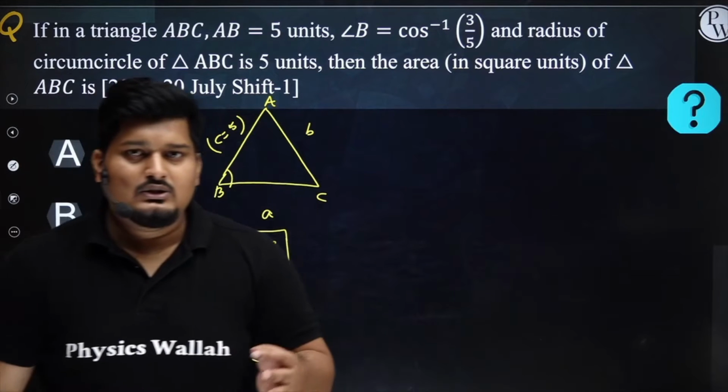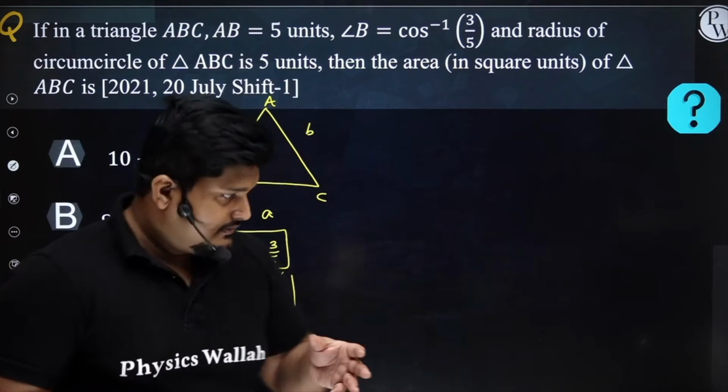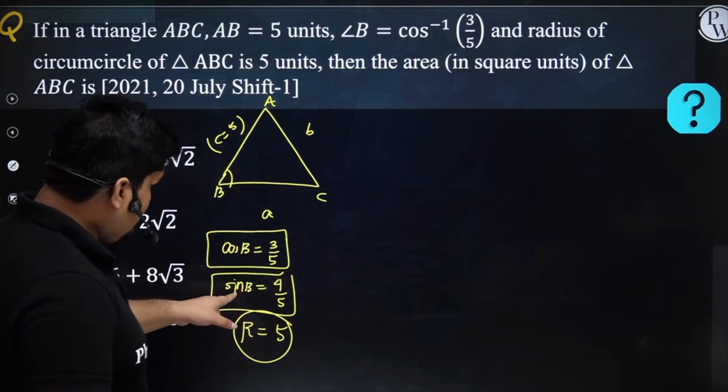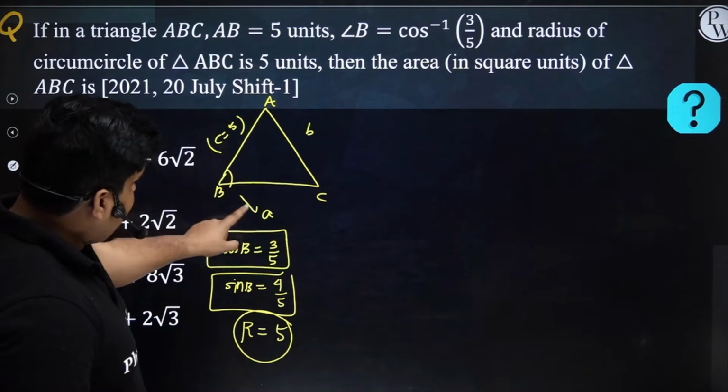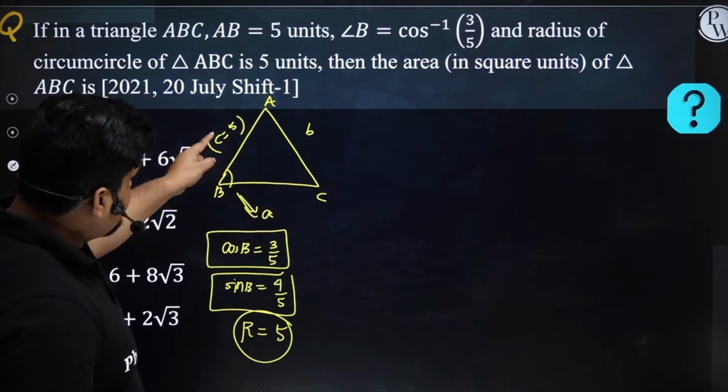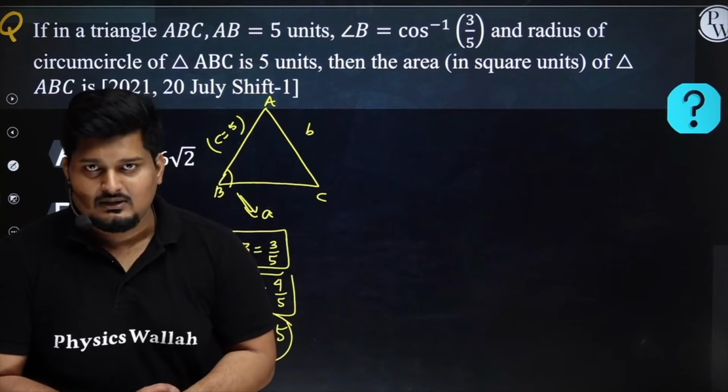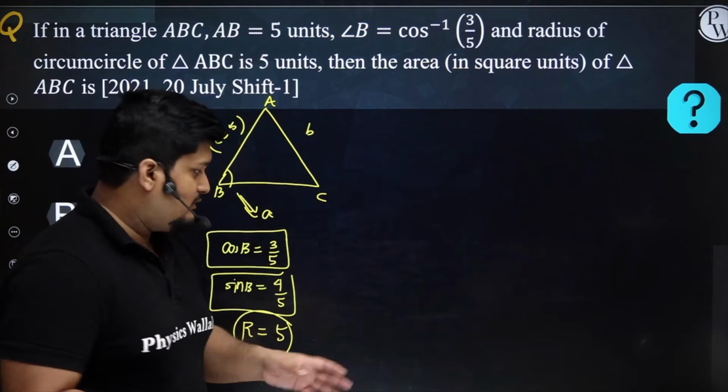To find the area, we have sin B given. So if I can find A, then (1/2) A into C into sin B will be the area of the triangle. Right? So I need to find the sides. How to do that?